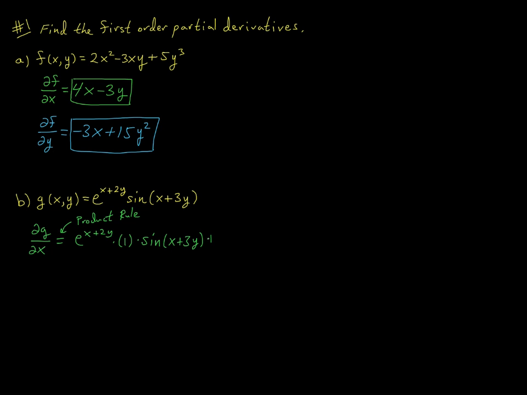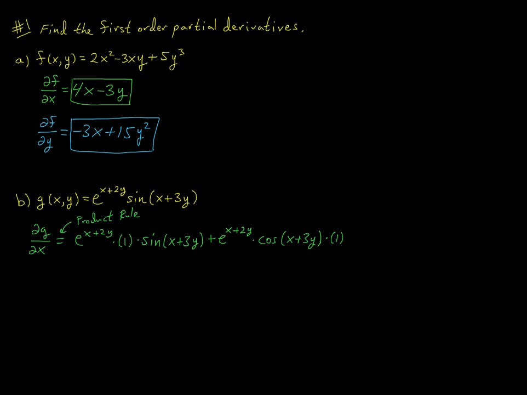Okay, then we're going to add to that the first term, which is the exponential, and then I'm going to multiply by the derivative of the second term, the derivative of the sine. So that's going to give me a cosine of x plus 3y. And then again, I need to apply the chain rule here. Differentiate the inside with respect to x, and the derivative there would just be a 1 here because the derivative of 3y is 0 with respect to x.